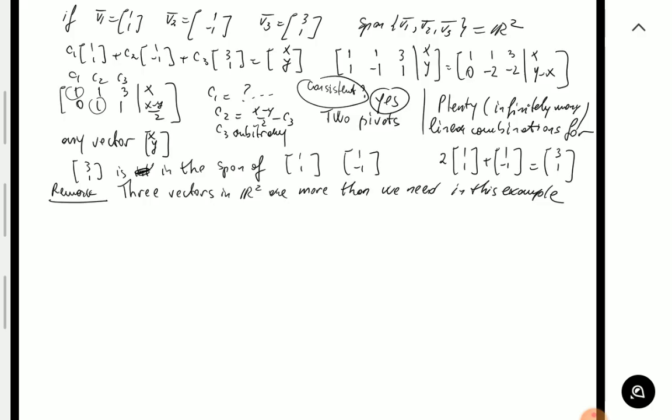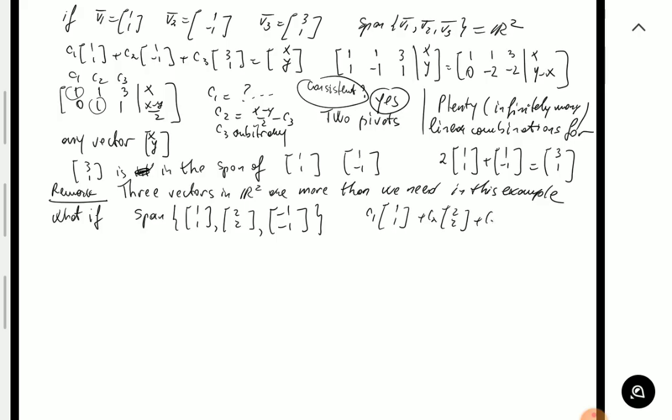So for instance, what if I'm looking at the span given by the vectors, let's say 1, 1, 2, 2. This is kind of an obvious one, right? But let's just do this one. What if I look at the span of 1, 1, 2, 2, minus 1, minus 1? I hope you get the idea of what goes on here, right? If I try to describe any vector in R2 via linear combinations of these, I get C1 plus 2C2 minus C3, C1 plus 2C2 minus C3.